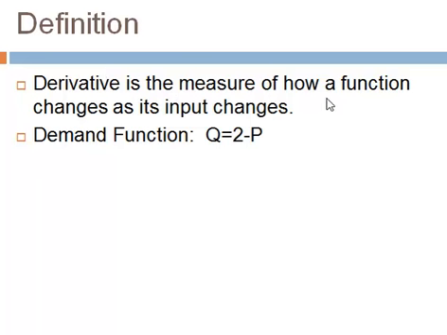A derivative is a measure of how a function changes as its input changes. Again, do not panic. For example, remember the demand function we learned in the previous chapter? Let's assume the quantity demanded, or Q, is equal to 2 minus price, or P. So, as price changes, so does quantity demanded. The derivative is measuring how fast or how slow Q is changing when P, the price, changes.